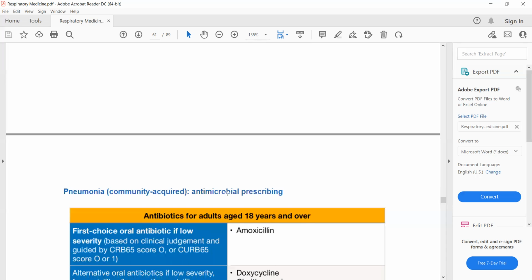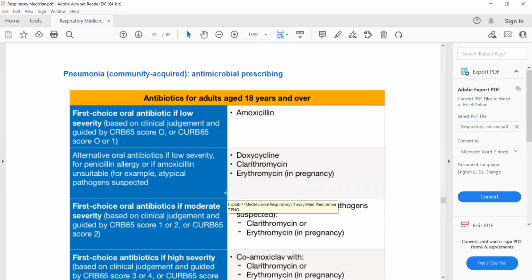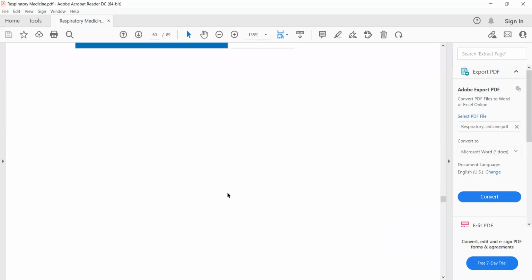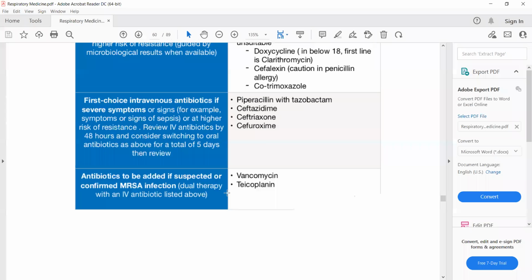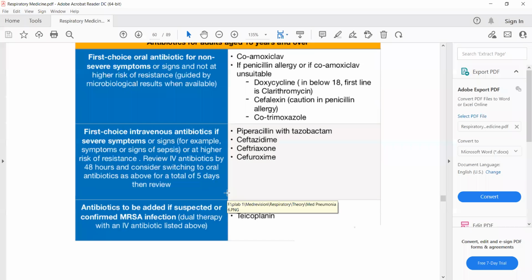Now, management of community-acquired pneumonia. Again, if severe symptoms are present, then IV antibiotics. If mild symptoms, then oral antibiotics: co-amoxiclav, doxycycline, or clarithromycin, or even cotrimoxazole as well.